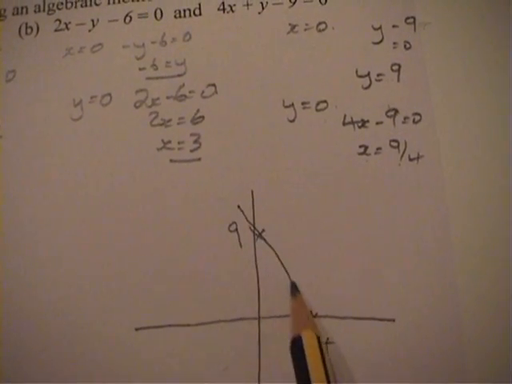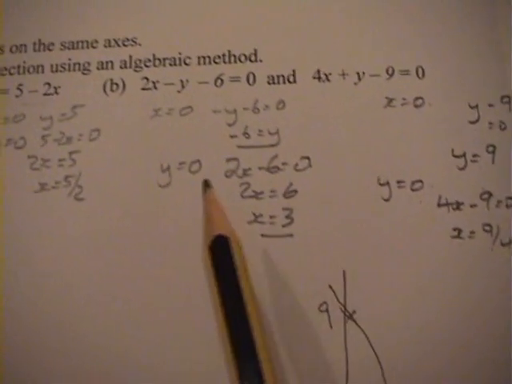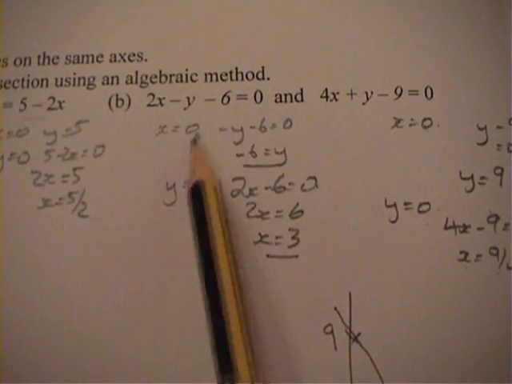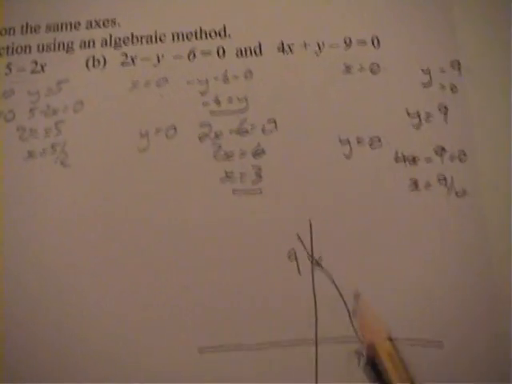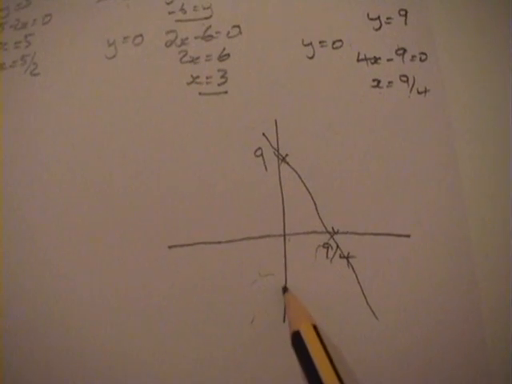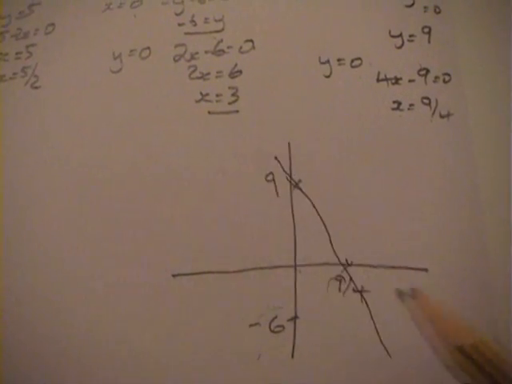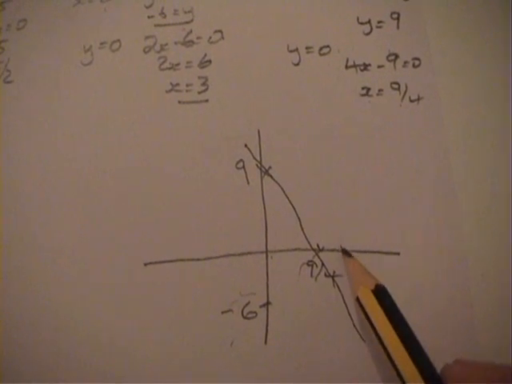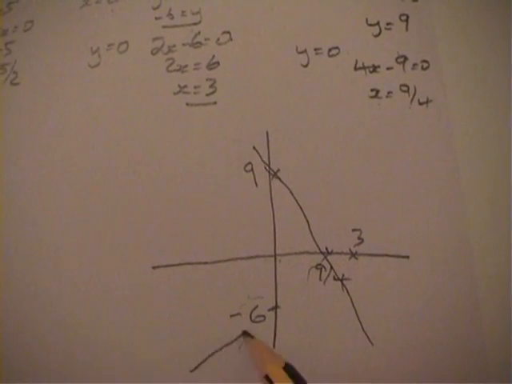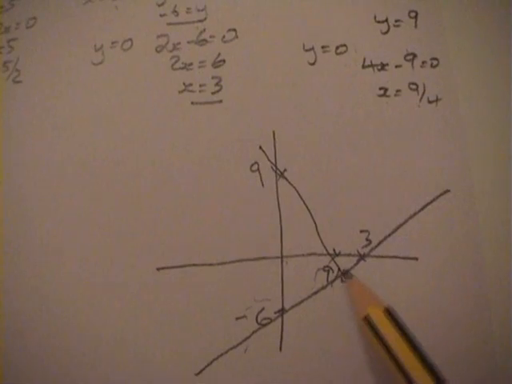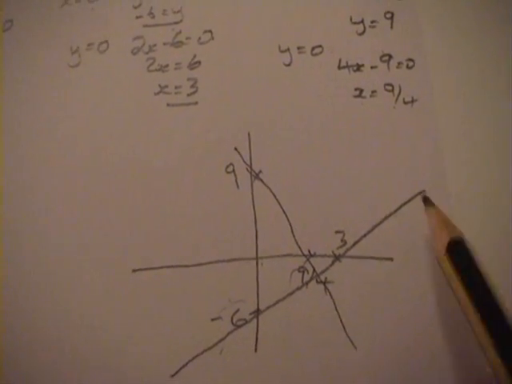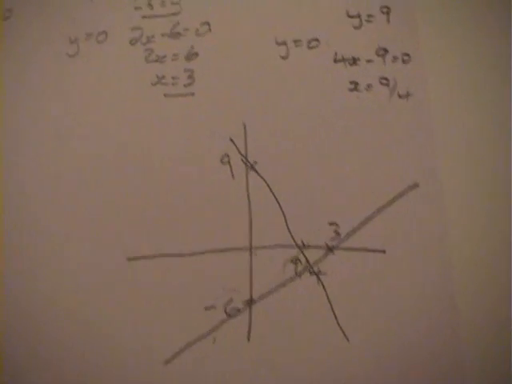So this was coming down like this. This one here, when x was 0, y was minus 6. And when y was 0, x was 3. 3 is a little bit more than that, isn't it? So again, looks like they're meeting when it's negative, somewhere between 2.5 and 3.